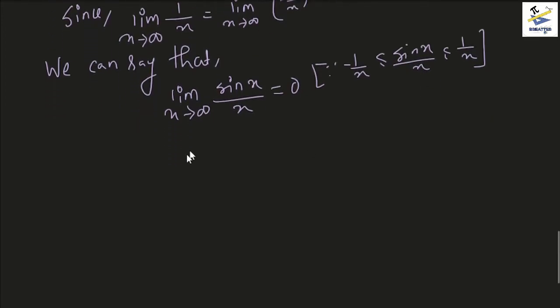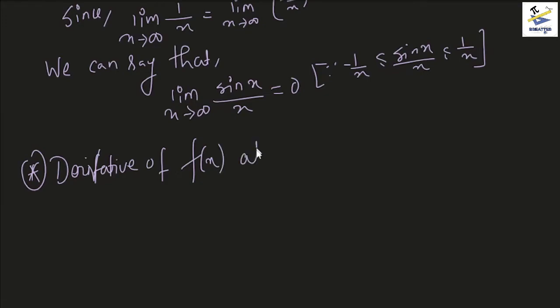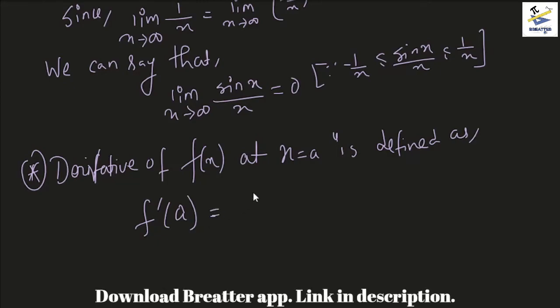Okay, for the next problem I would need a footnote here, that is the footnote of a derivative of a function f(x). The derivative of f(x) at x equals a is defined as follows. I'll give you the formal definition of derivative here, and we are going to revisit it when we start derivatives, but for this problem this much information is sufficient to do the problem.